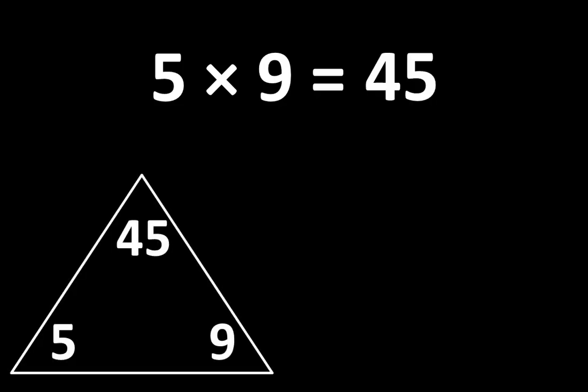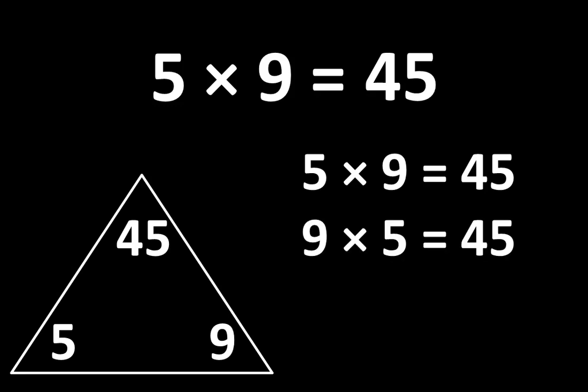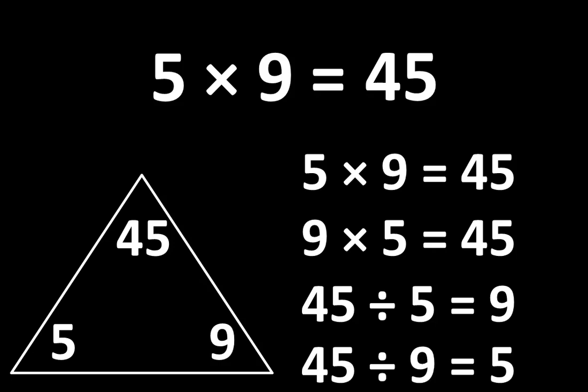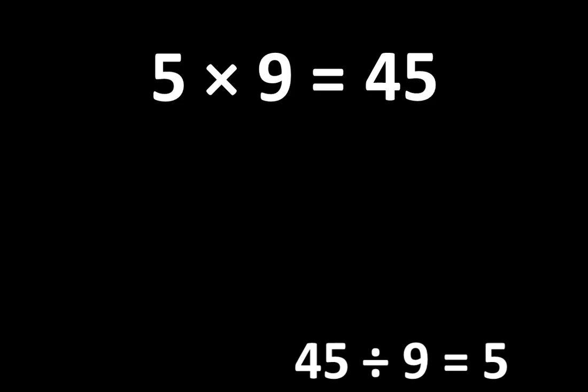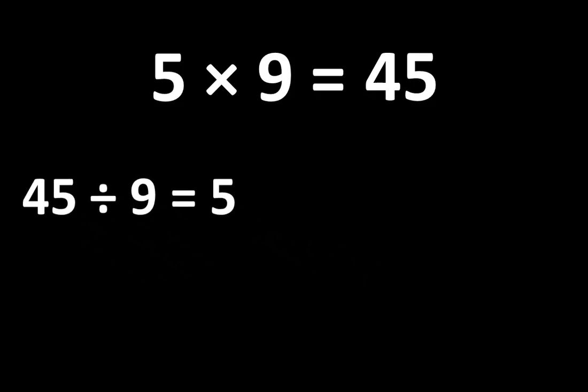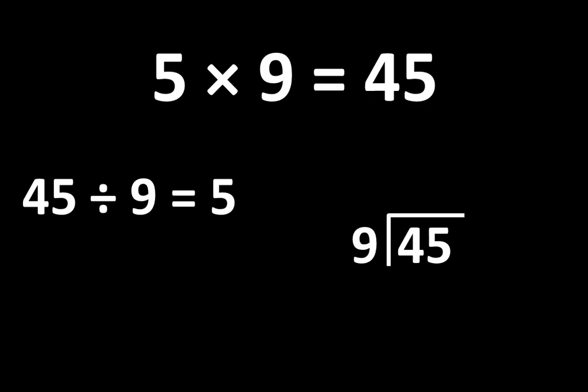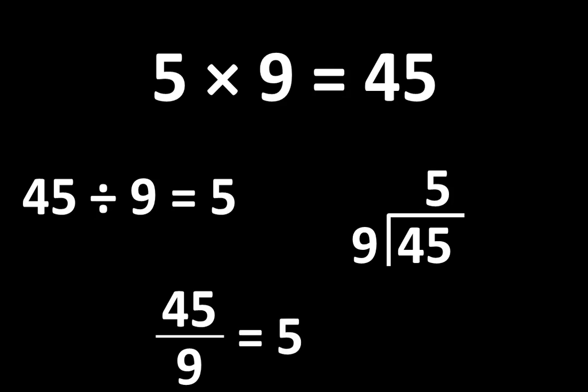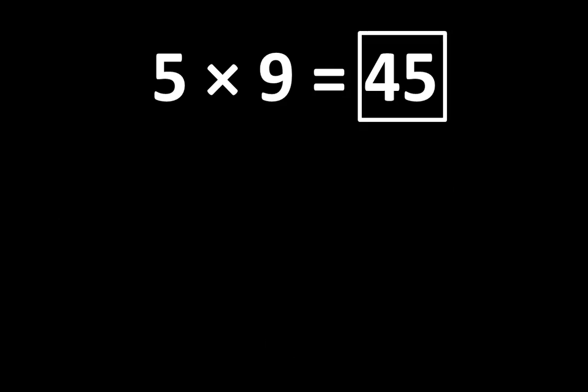We know that 5 times 9 is equal to 45, and so we can represent that as 5 times 9 is equal to 45, or 9 times 5 is also equal to 45, which means that 45 divided by 5 is equal to 9, and 45 divided by 9 is equal to 5. And we can represent 45 divided by 9 is equal to 5 in many different ways. Here's one. Another way to represent this same idea is like this. So 5 times 9 is more than simply memorizing the number 45.